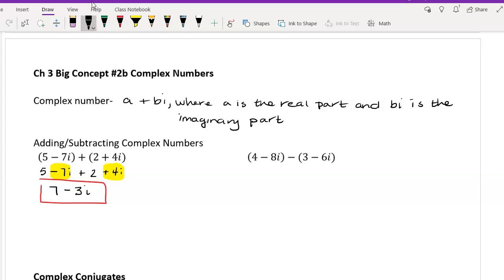All right, taking a look at this example, we have the quantity 4 minus 8i minus the quantity 3 minus 6i. Because we have this subtraction here, we need to distribute it to everything inside that second binomial term. So 4 minus 8i minus 3 plus 6i. Once we've distributed that negative, we can now combine our like terms just like the previous example. So now we have 4 minus 3, which is 1. Negative 8i plus 6i is negative 2i. So this answer becomes 1 minus 2i.